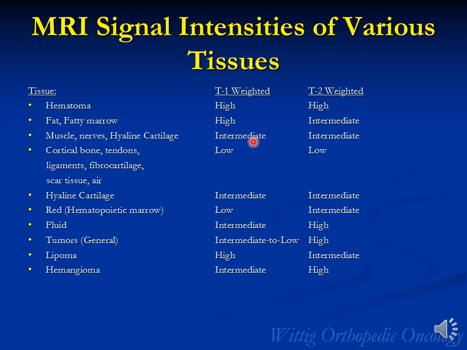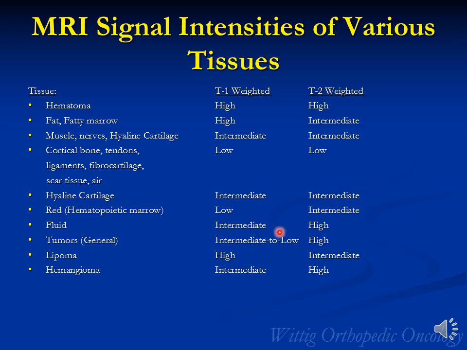Muscle, nerves, and hyaline cartilage are intermediate on T1 and intermediate on T2. Cortical bone, tendons, ligaments, fibrocartilage, scar tissue, air, calcifications, and also hemosiderin deposition, such as occurs in pigmented villonodular synovitis, are low signal on T1 and low on T2. This is very helpful sometimes in differential diagnosis. Red bone marrow or hematopoietic bone marrow is low signal on T1 and intermediate to high signal on T2.